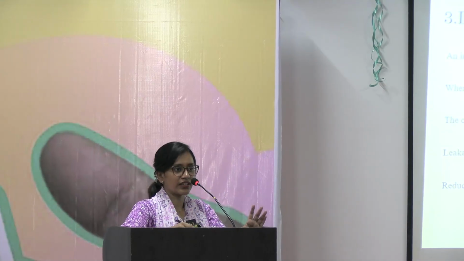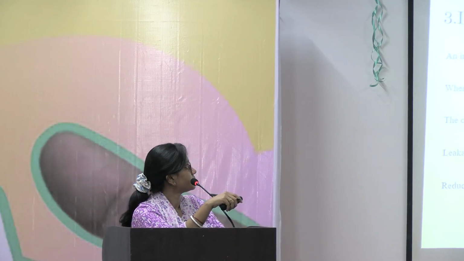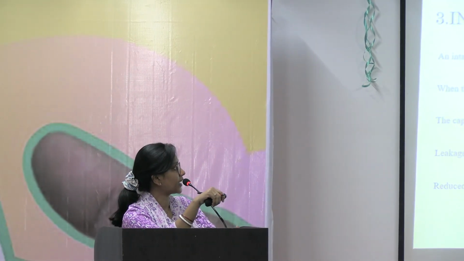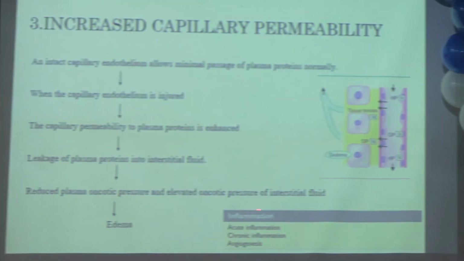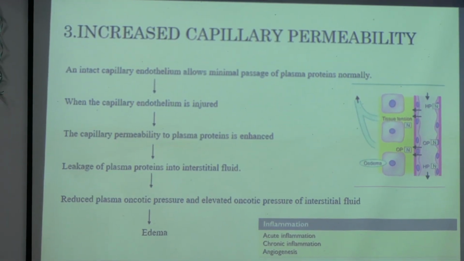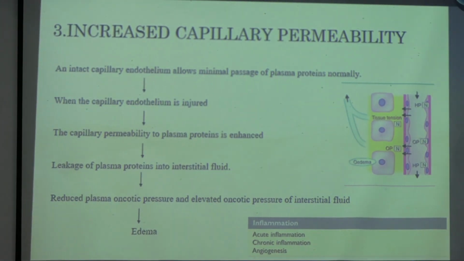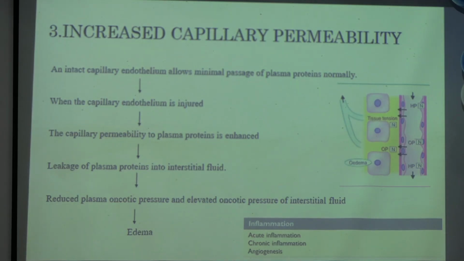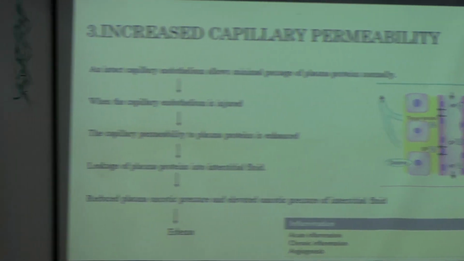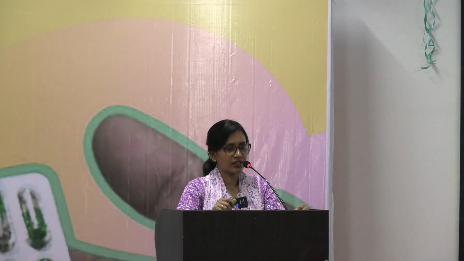Okay, so we are clear with all the causes. What are the causative or pathogenic factors which can lead to edema? This capillary permeability increase, we can see basically in inflammation, both acute and chronic, and sometimes in angiogenesis. Why do you think in angiogenesis there is going to be increased capillary permeability? What do you mean by angiogenesis? Formation of new blood vessels. So why do you think in angiogenesis we will have increased capillary permeability?